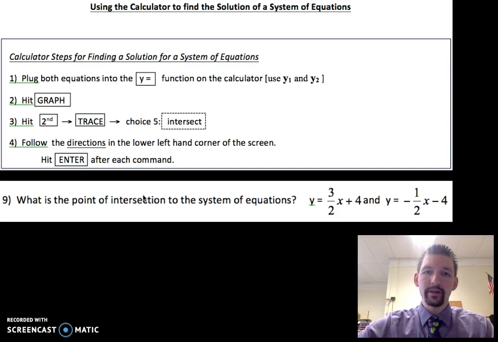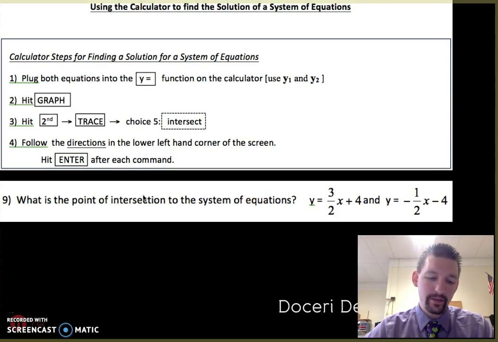To use your calculator to find the solution for a system of equations, the first thing you want to do is plug both equations into the y equals function on the calculator using y1 and y2. Hit graph to see what they look like. And then this is the part that you're going to have to remember. Hit second trace and choose choice 5, which is the intersect, where those two lines intersect each other.